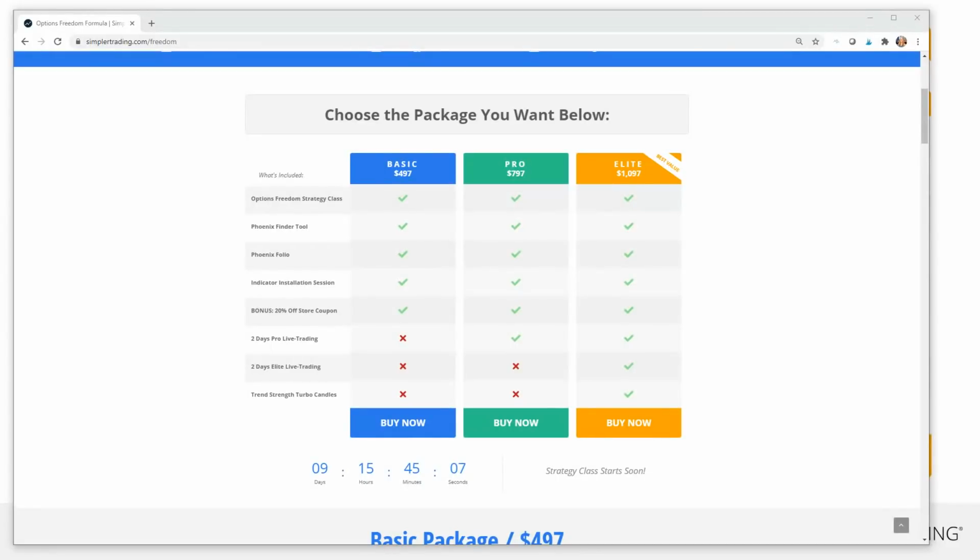Is the Turbo VZO included? That is not included in this class. The tool that is included with this class is the Phoenix Finder tool. And in the Elite package, the Trend Strength Turbo candles are included as well.